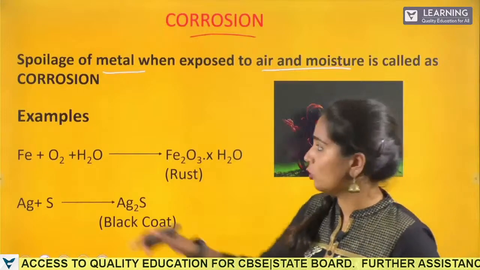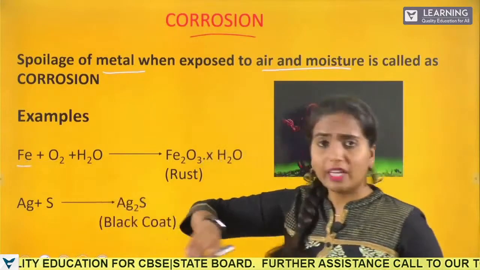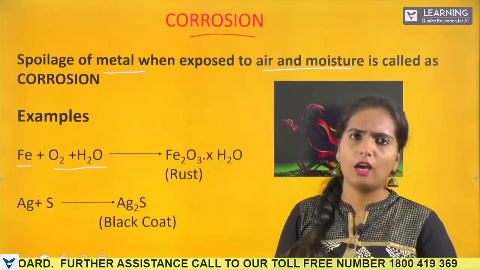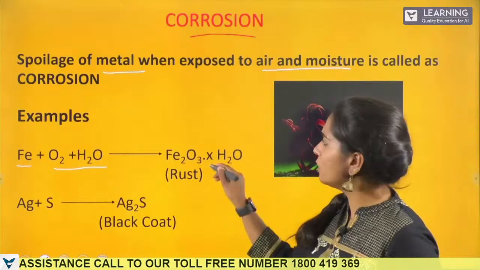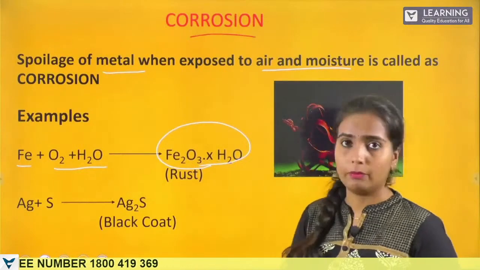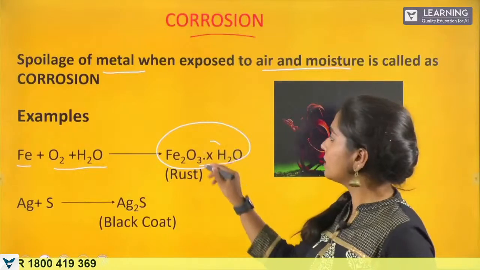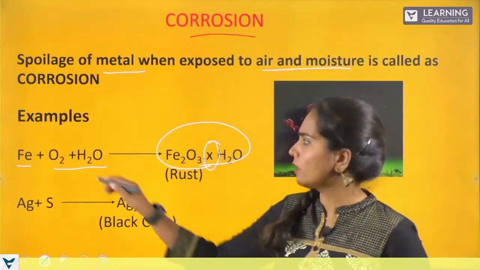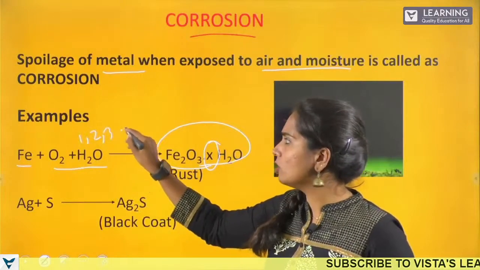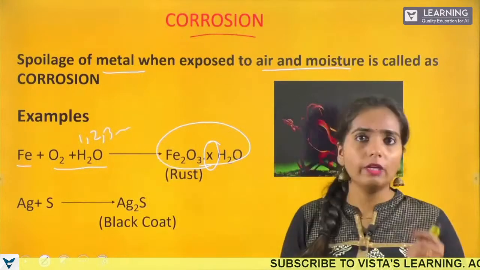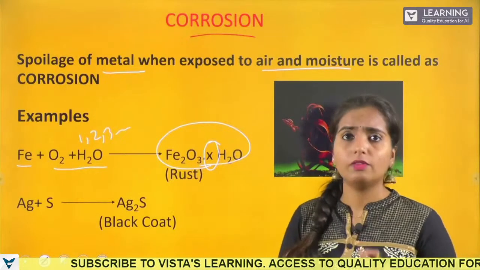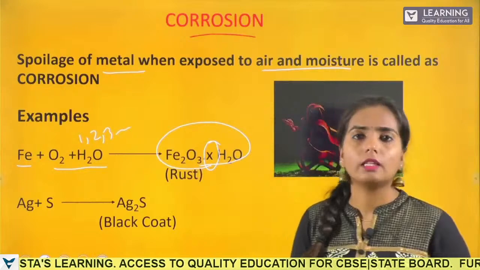Like I told, iron is getting exposed to oxygen and moisture. So what happens here? You can see rust is formed. The rust formula is Fe2O3.xH2O. The x is because any amount of water can be taken. Whatever H2O we are taking here, it can be 1, 2, 3 or so on, so we represent it as x. The product we get, Fe2O3.xH2O, is nothing but rust.